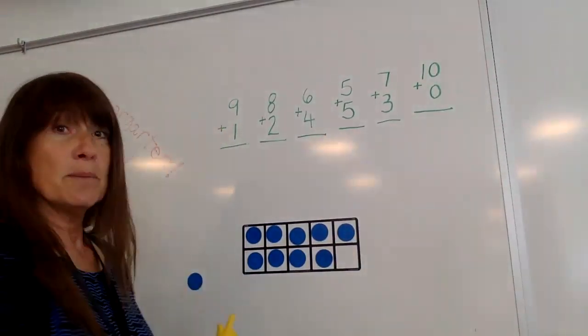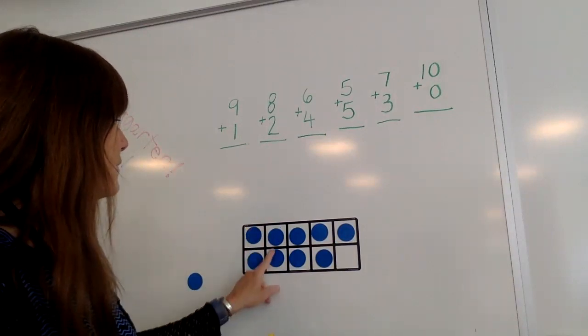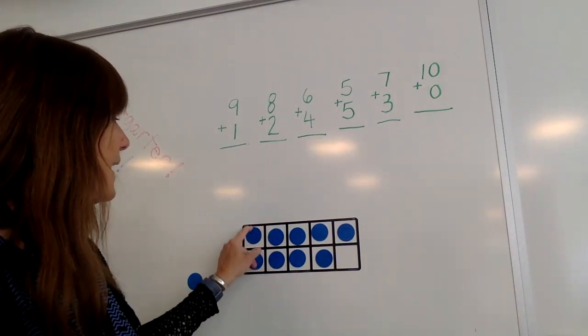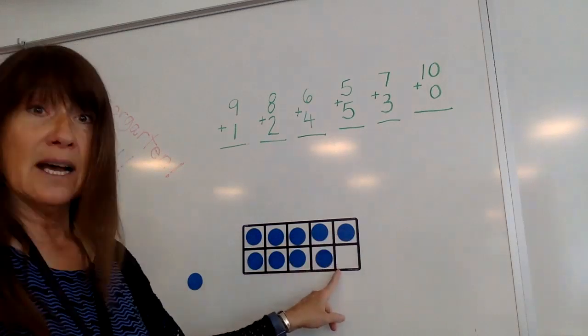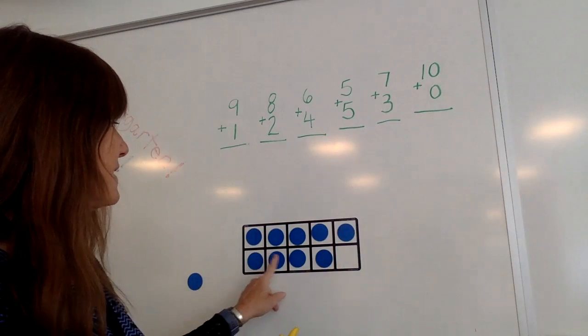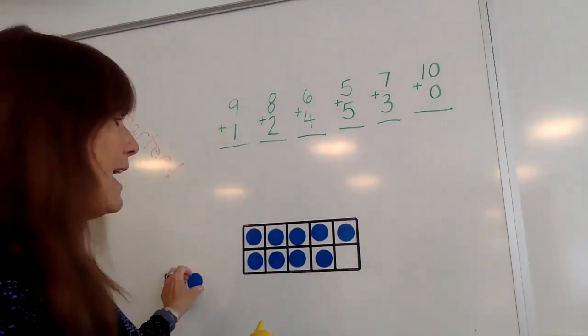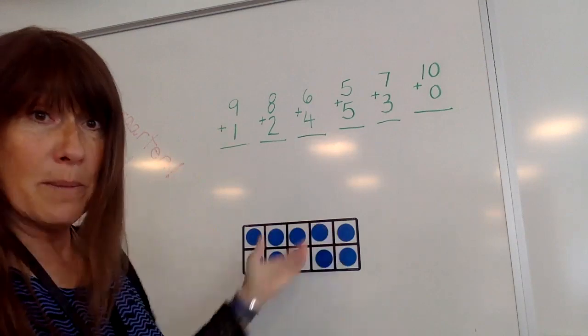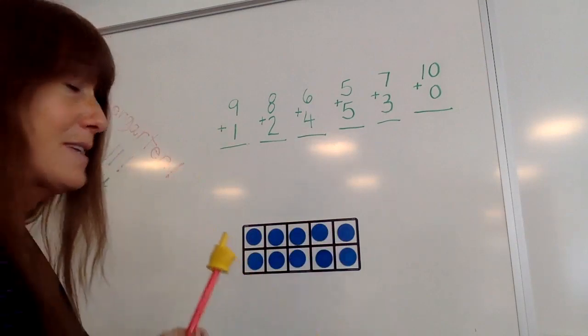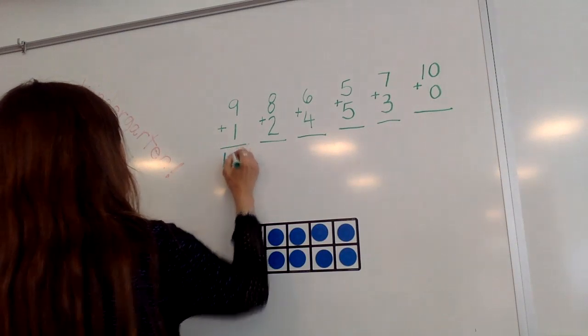We start with the number 9. So I took one of the dots out of the 10 frame, which means we have 9 left, right? 5, 6, 7, 8, 9. So if I have 9 and I add one more, how many is that? That's right. That would be 10. 9 plus 1 is 10.